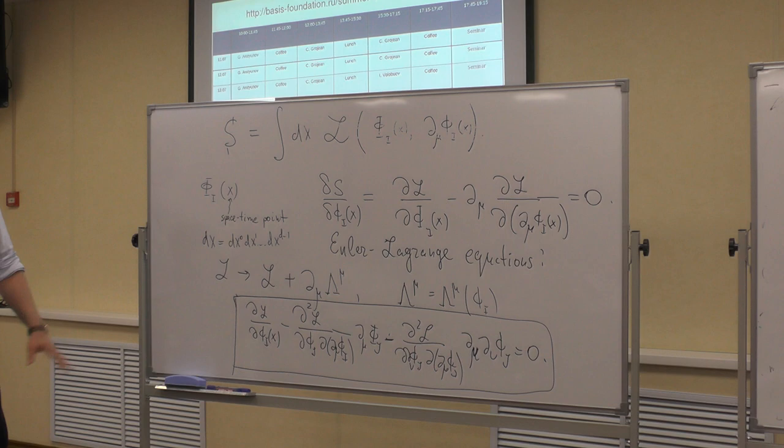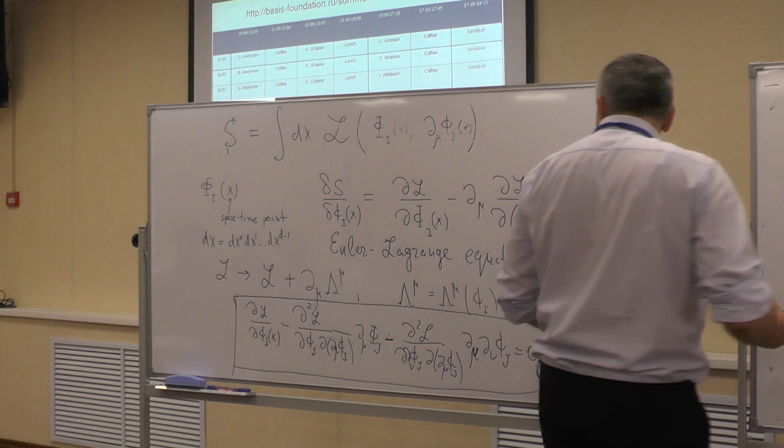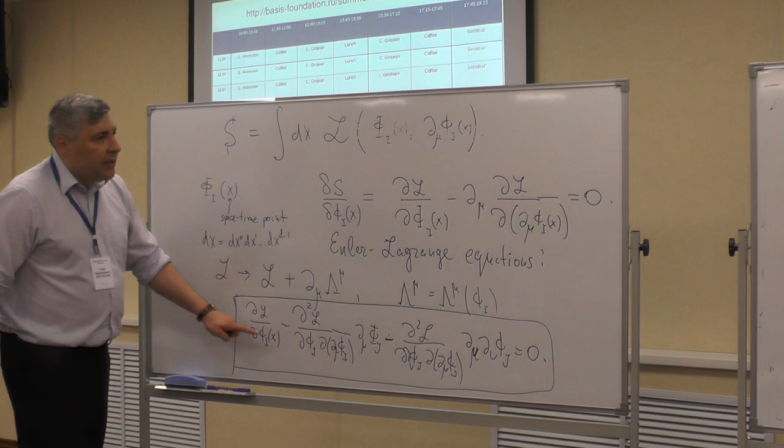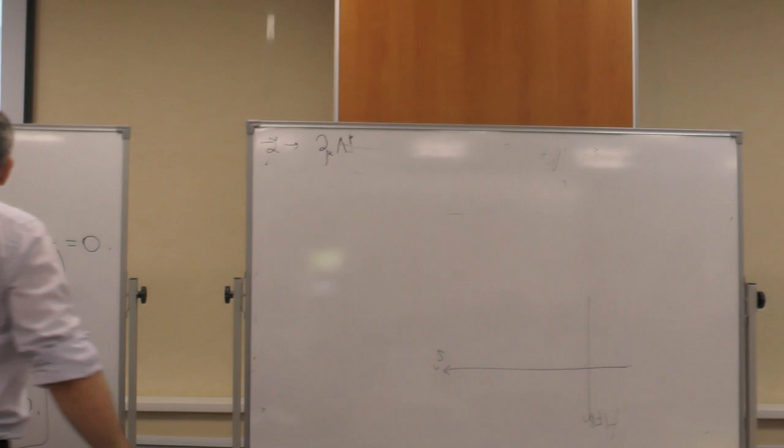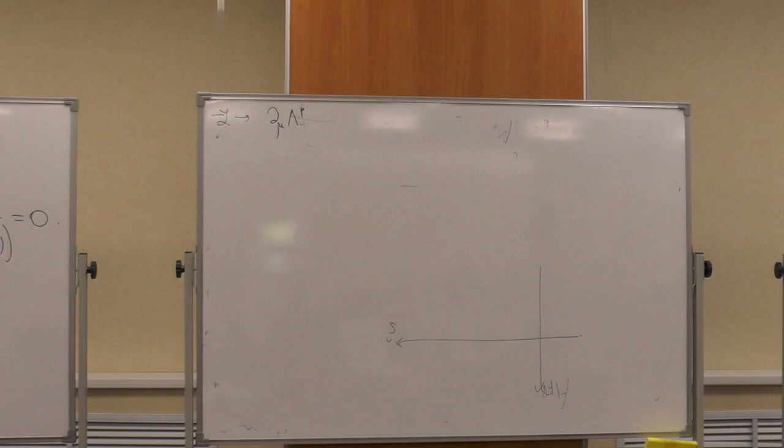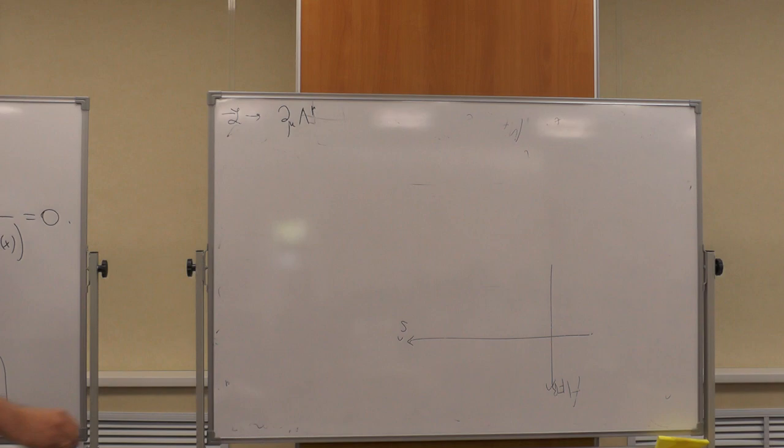Anyhow, my statement is that if you now substitute in this equation here, instead of the Lagrangian L, the quantity d mu lambda mu, so you replace L by d mu lambda mu, then you can check that this quantity here will turn out to be zero automatically. Just make this, it is a little exercise. We can do it in exercise class.